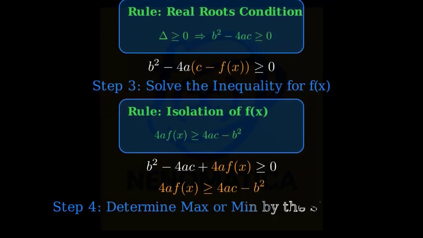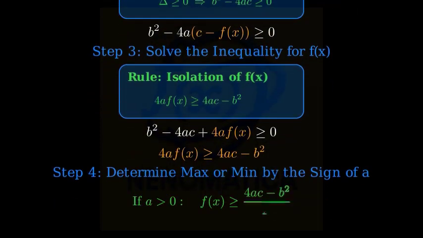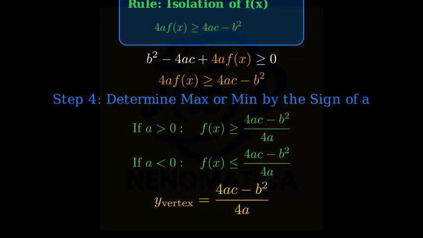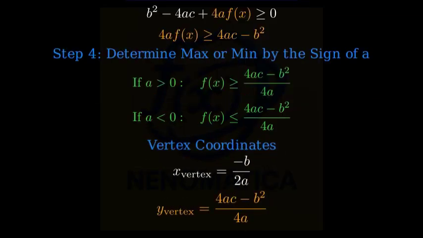Step 4. Divide by 4a. If a is positive, the inequality direction stays the same, and f of x is greater or equal to 4ac minus b squared over 4a. If a is negative, the inequality flips, and f of x is less or equal to 4ac minus b squared over 4a. This value is exactly the y value of the vertex. A helpful reminder: the x-coordinate of the vertex is negative b over 2a. Plugging that back into the quadratic gives the vertex y value, which matches our formula.